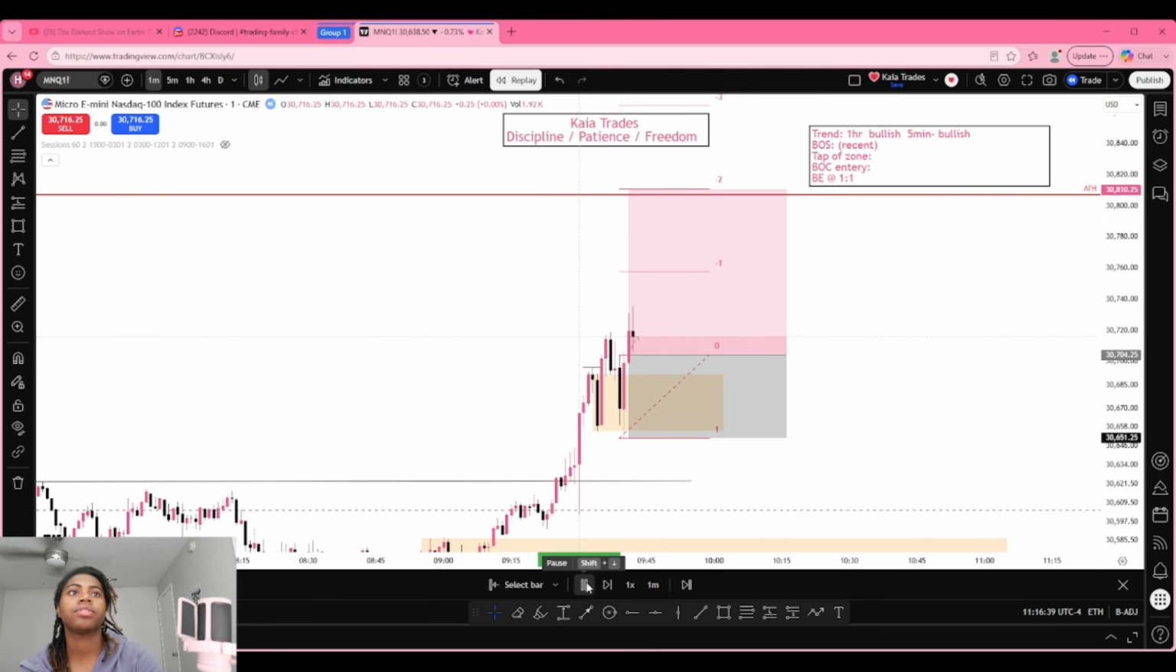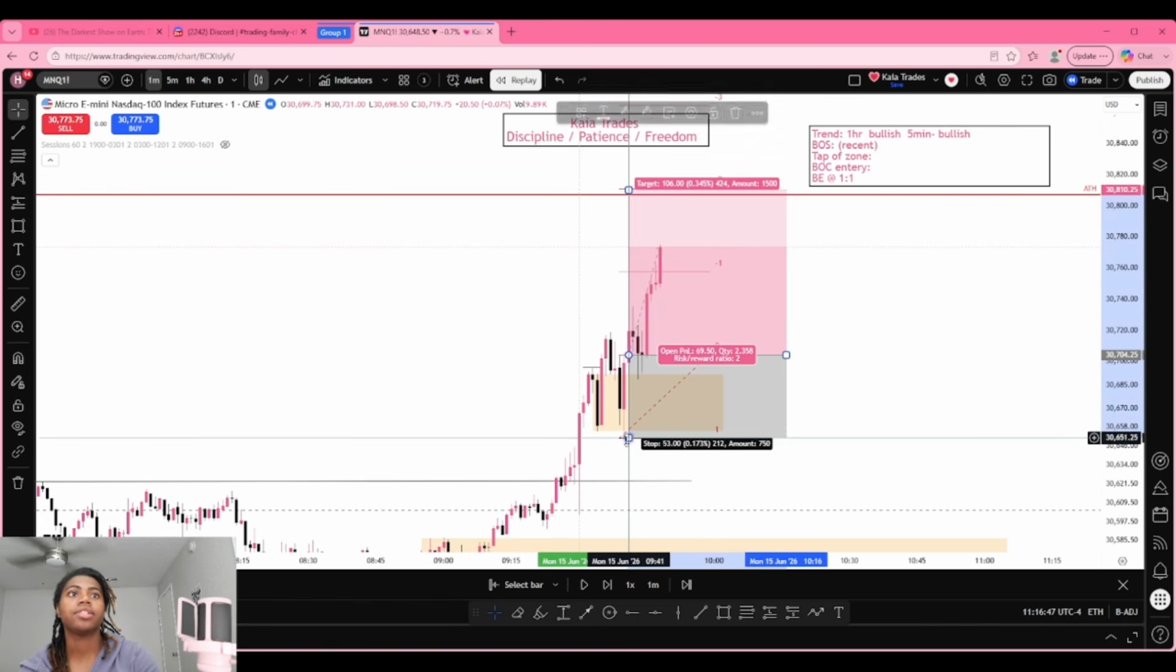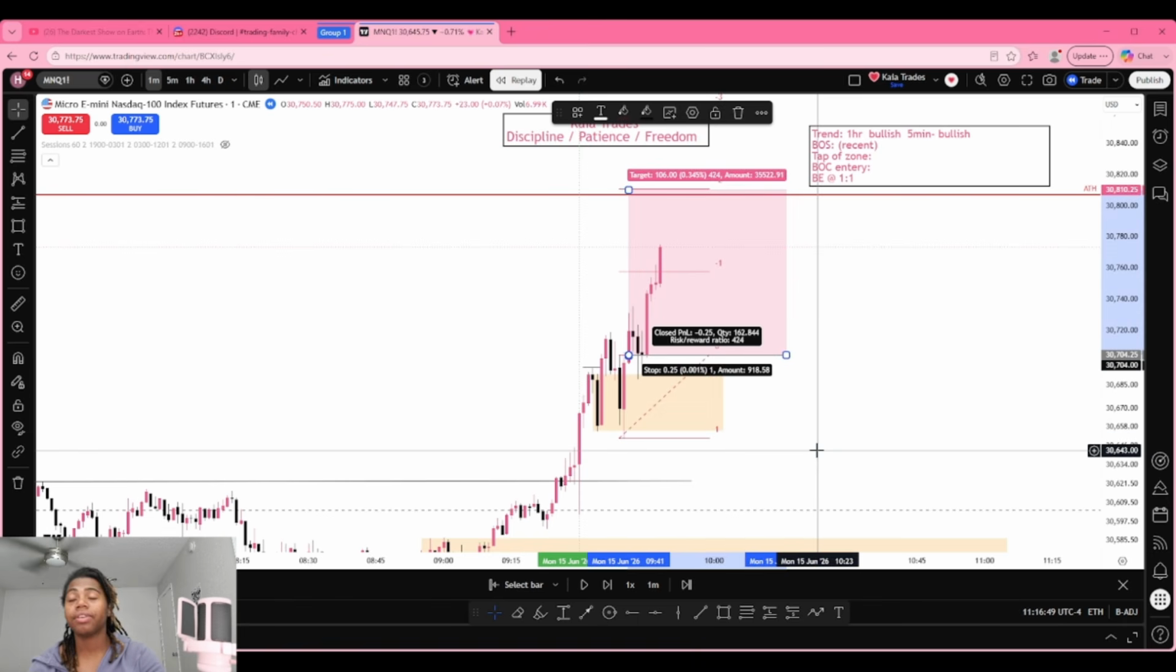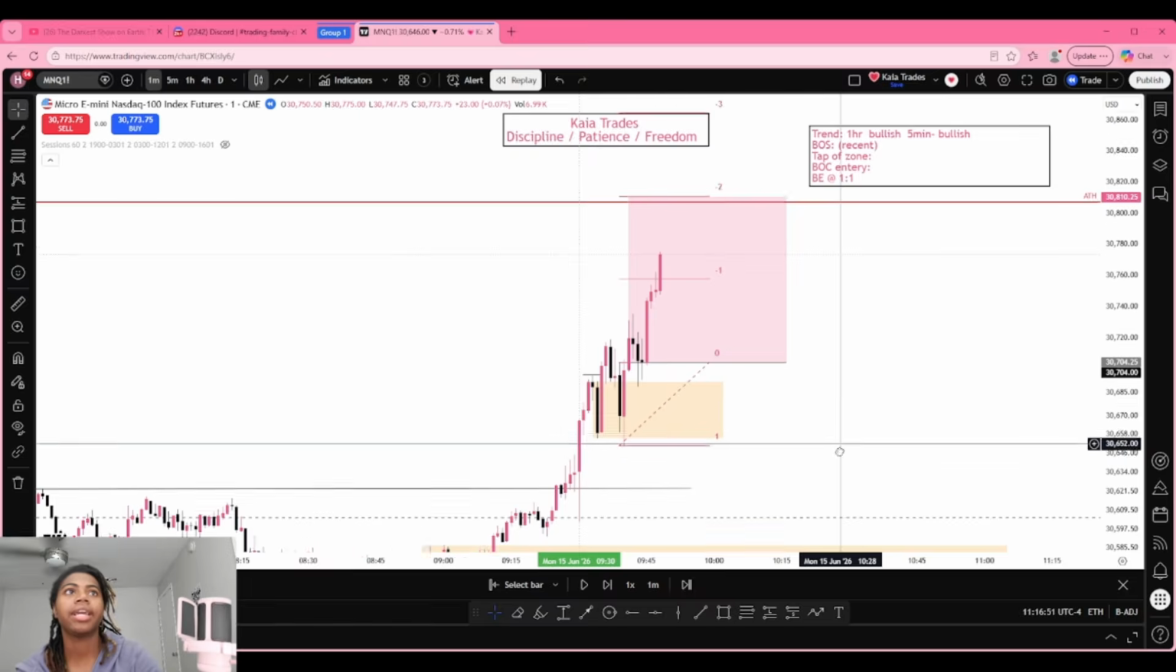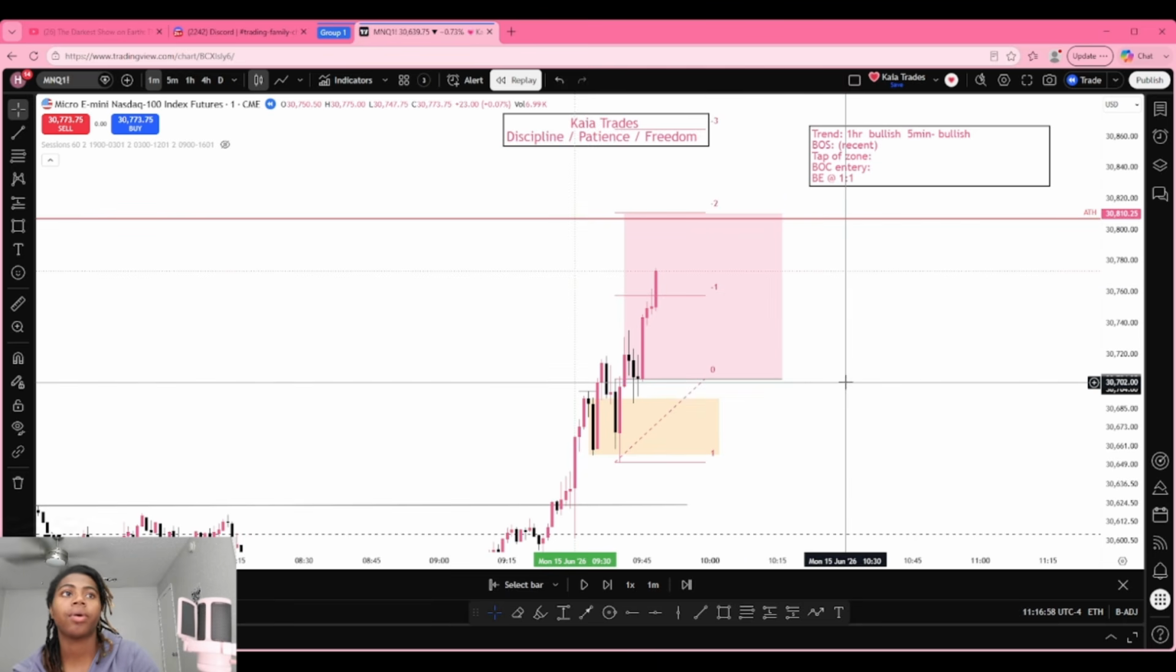Okay, we're headed towards our 1-to-1. We're in drawdown. We're hesitating. Okay, we got a big push up. And boom, just like that, we just hit our 1-to-1. So this is where I would move my stop loss to break even for a risk-free trade. And when price gets closer to my TP2, I'm also going to move my stop loss to our 1-to-1. Let's play this out.